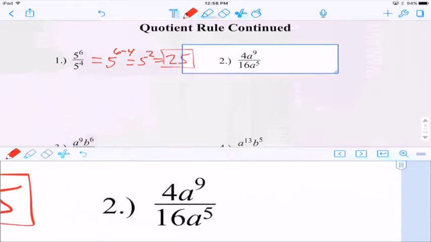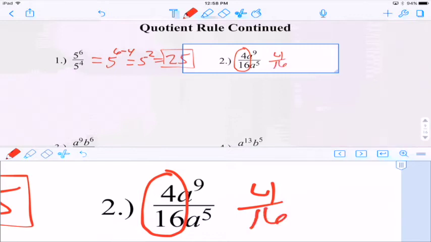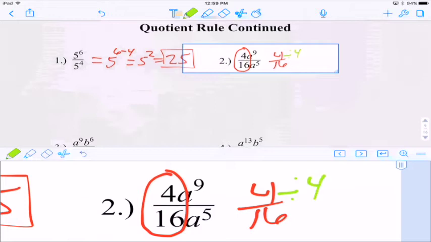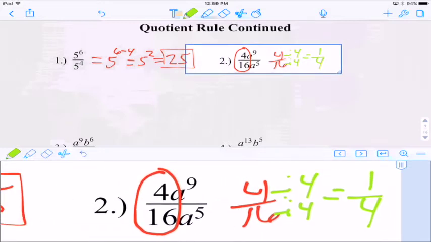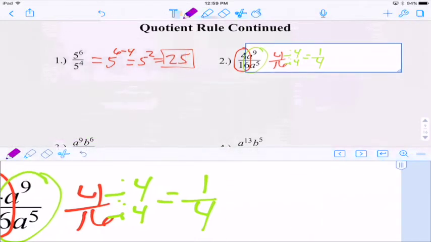Then we do the same thing. We're going to separate our numbers and our letters. So 4 divided by 16, well, that's a fraction. We can simplify that by dividing both the top and the bottom by 4. So this gives me 1/4. And we've got the a's, a to the 9th and a to the 5th. That gives us a to the 9 minus 5, which is a to the 4th.